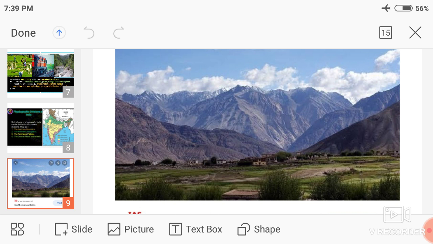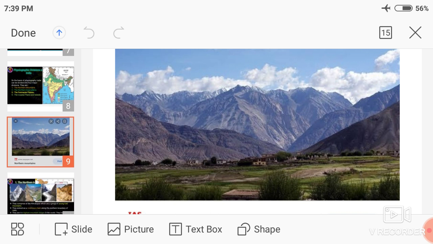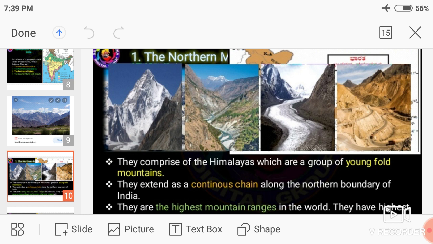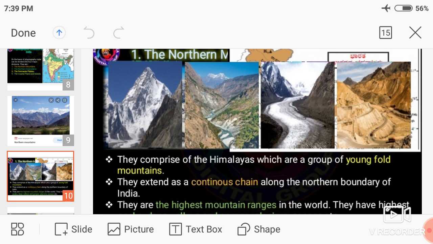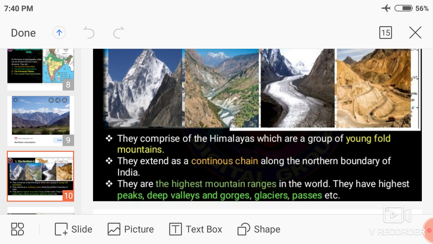The Northern Mountains, that is the picture of the Northern Mountains. They comprise the Himalayas, which are a group of young fold mountains, and they extend as a continuous chain along the northern boundary of India. They are the highest mountain ranges in the world. They have the highest peaks, deep valleys, gorges, glaciers, passes, etc.